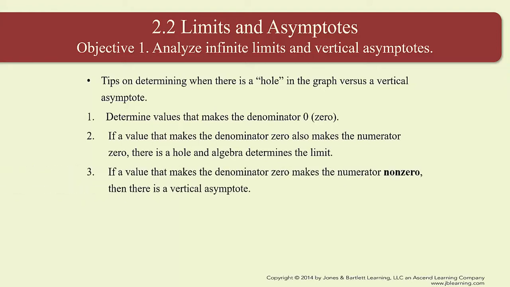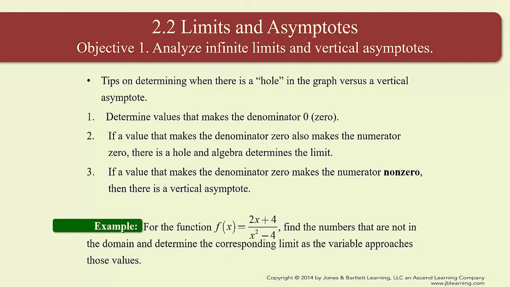On the other hand, if you have a value that makes the denominator 0, but the numerator is not 0, then that value is producing a vertical asymptote. And see, if we know it's a vertical asymptote, then we know the limit has to be positive infinity or negative infinity. So let's look at an example here.